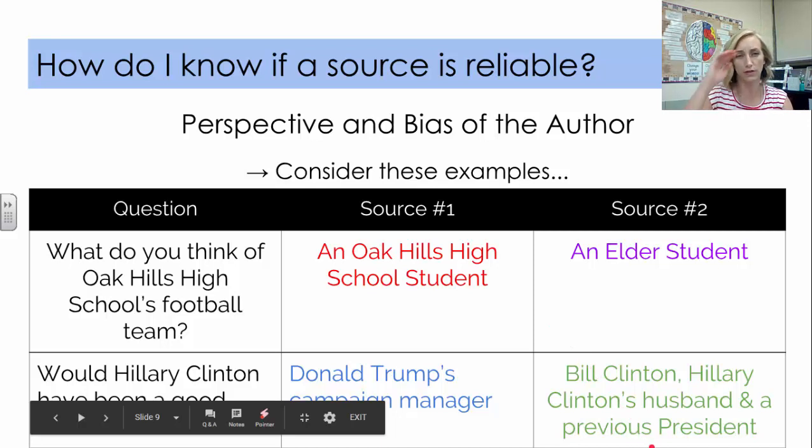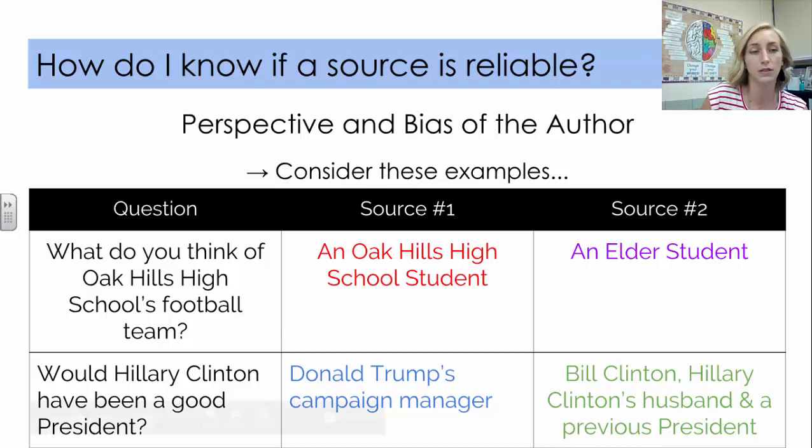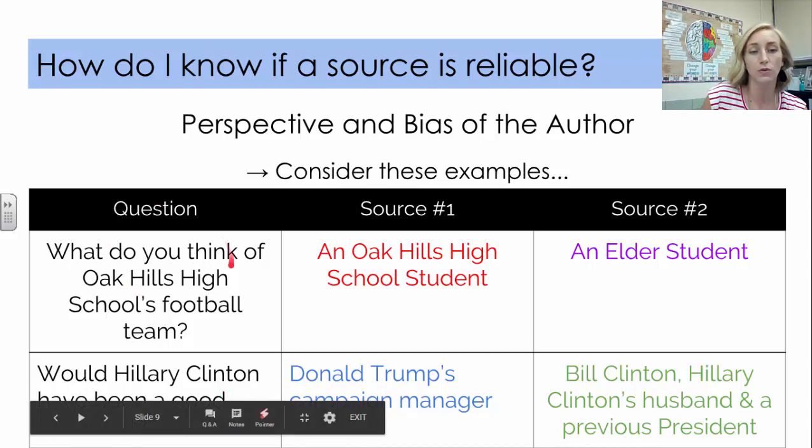So how do I know if a source is reliable? Well, you have to consider the perspective and bias of the author. So consider these examples. So if we look at this question over here, what do you think of Oak Hills High School's football team would be the question, okay?